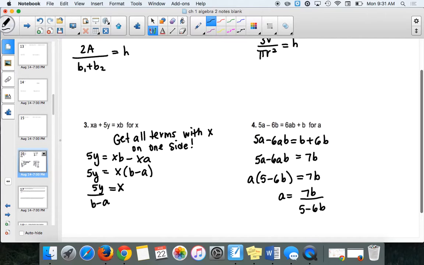All right, now if you had done this a different way, so let's say you had originally, instead of subtracting the 6ab to the left side, instead you subtracted the 5a to the right side. So maybe you do it differently. This is just something as you're checking your homework with your friends, you might do different. You could have negative 7b over 6b minus 5.